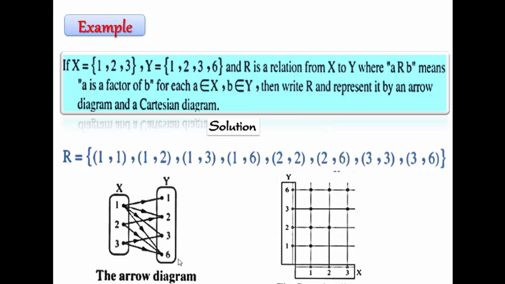To represent it by a Cartesian diagram, I will put x here and y here. Elements of x: 1, 2 and 3. Elements of y: 1, 2, 3 and 6. 1 with 1, we will put the point here, 1 and 2, 1 and 3, 1 and 6. 2 and 2, 2 and 6. What about 3? 3 will be joined with 3 and 6.